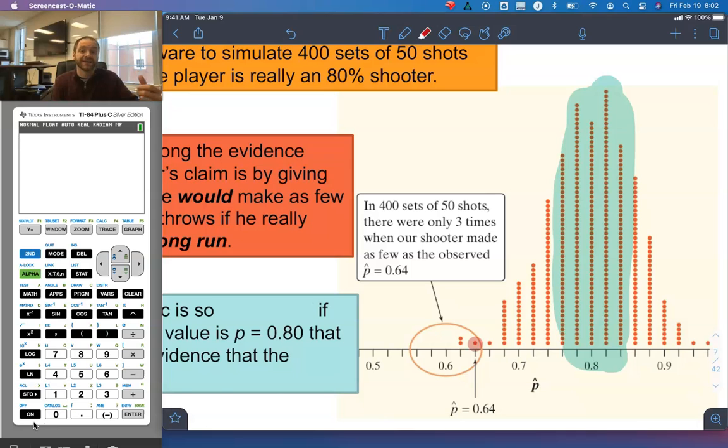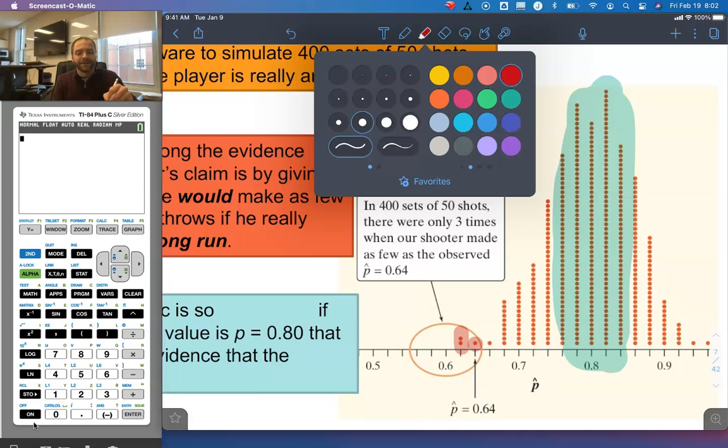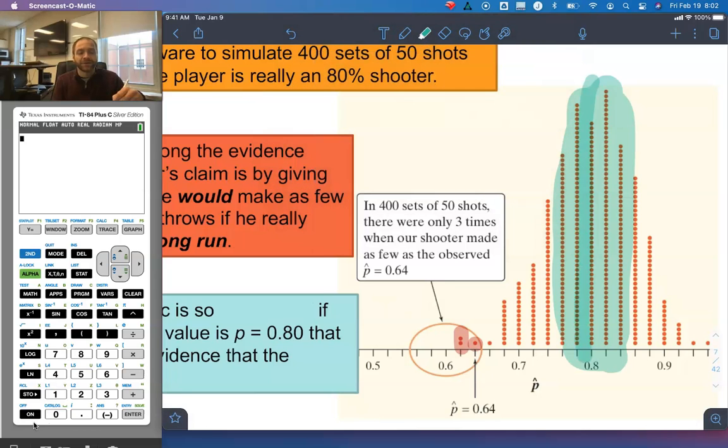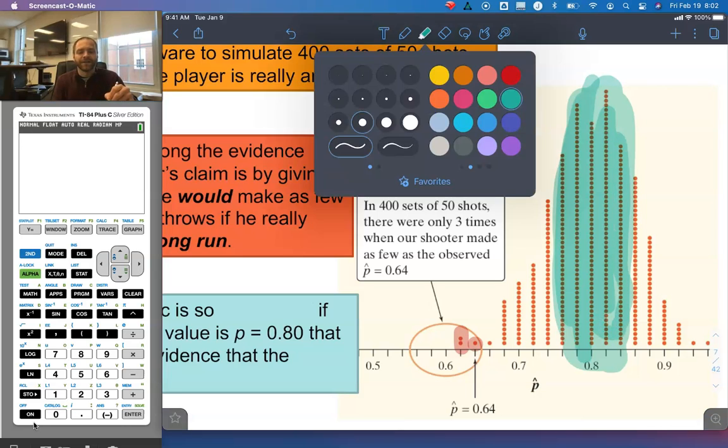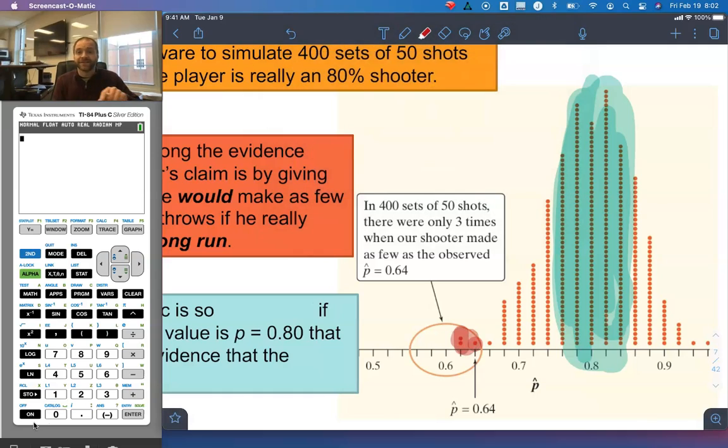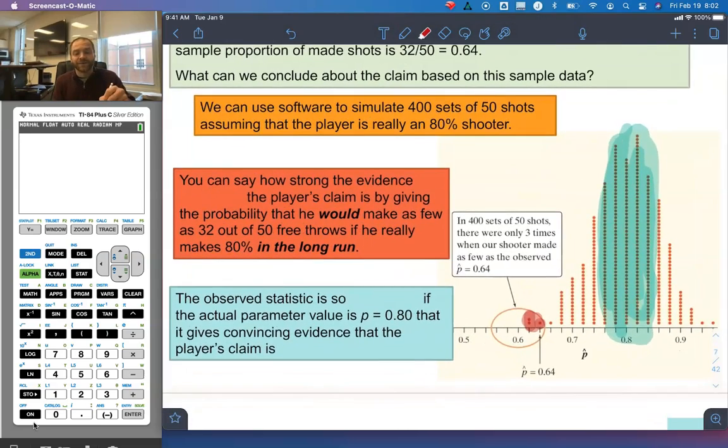And if we're shocked that he made 0.64, we would be even more shocked if 0.62 was his proportion from a sample. So we're looking at as few or less. So we're looking towards the tails here on what he did. And what we observed, should that have happened if this really was true? So if he really is an 80% free throw shooter, we are more likely to see these events, and we are less likely to see these events. And that's really what our hypothesis test is going to do.